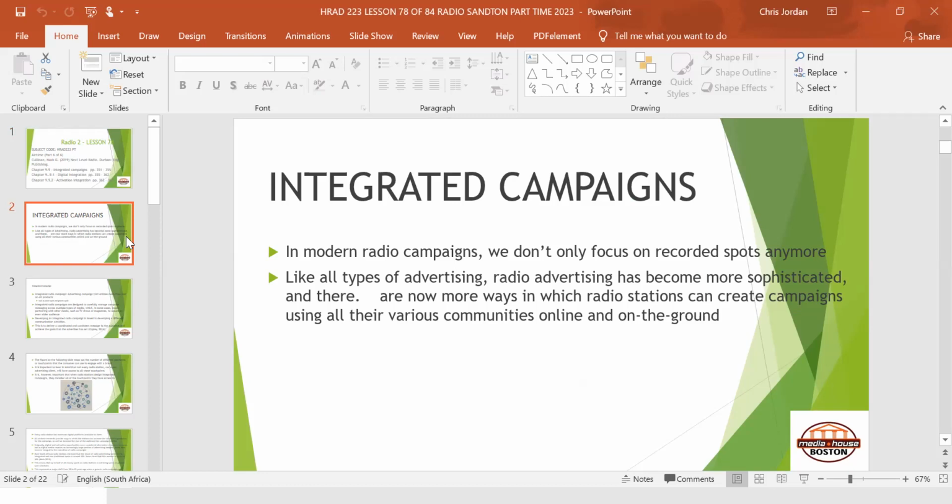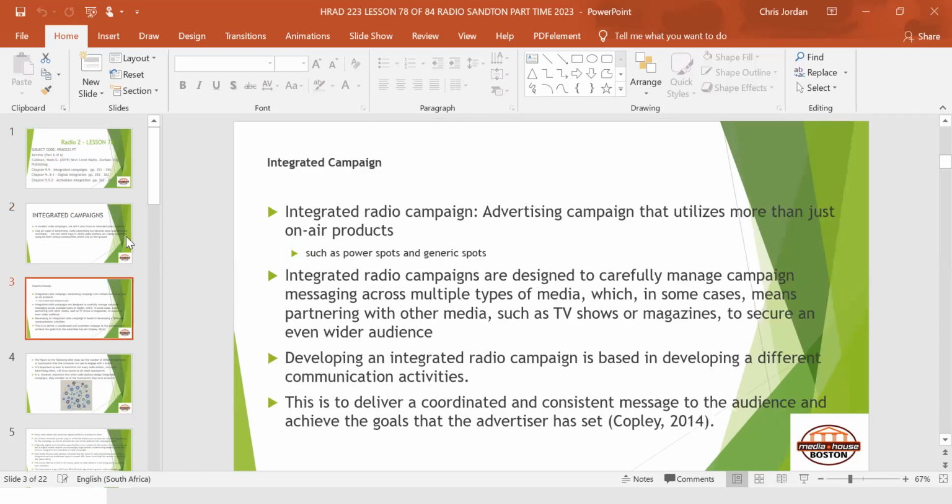So we are right here at integrated campaigns, and you can almost understand that this is where we integrate different parts or aspects of what we have as a medium, and what we have at our disposal. As the on-air medium doesn't only exist anymore, we exist in the digital space, and we can look at online versus on the ground stuff that we do. All right. So what are we looking at?